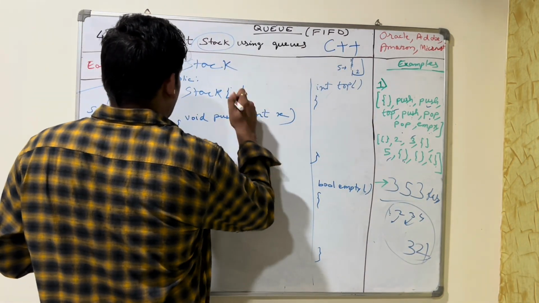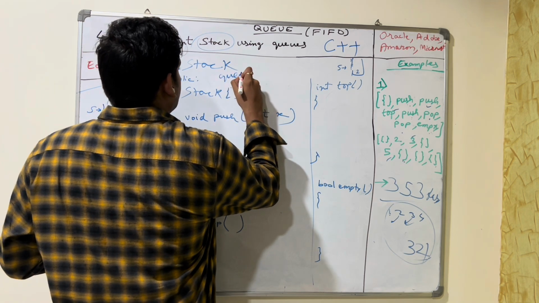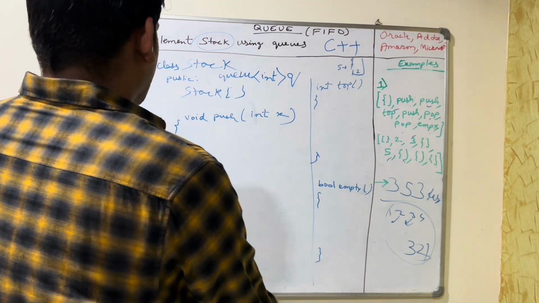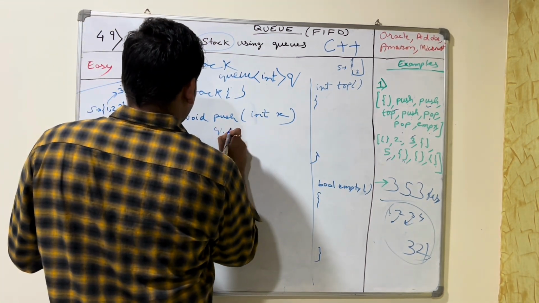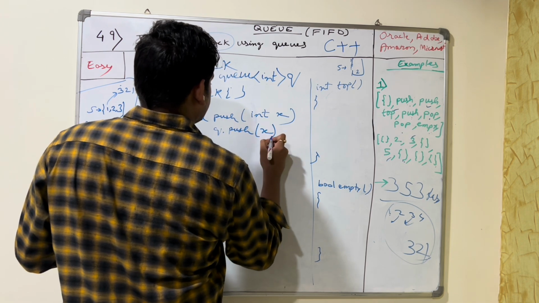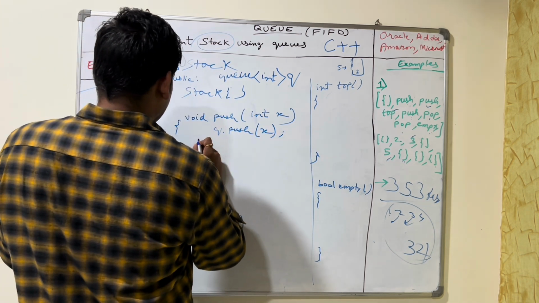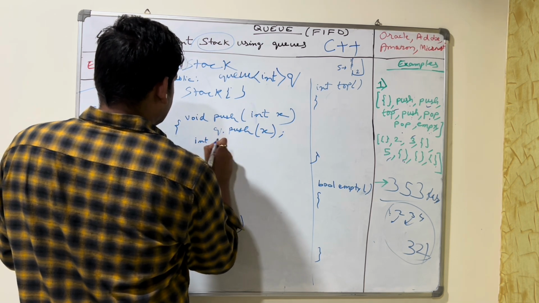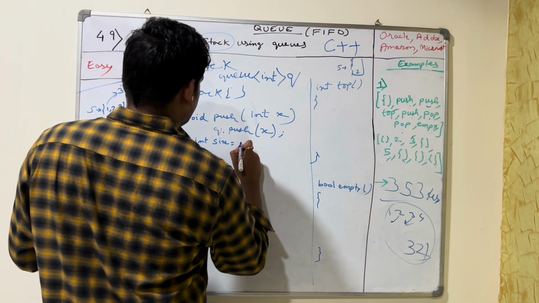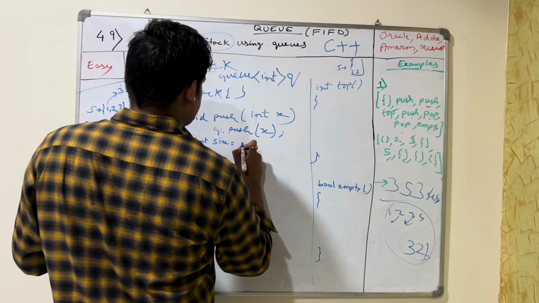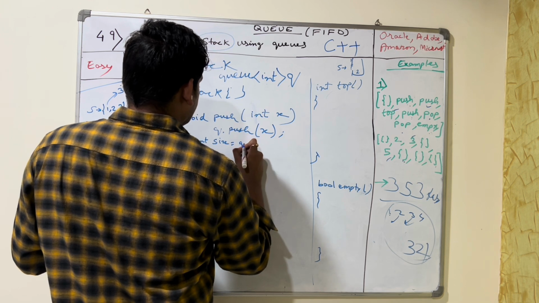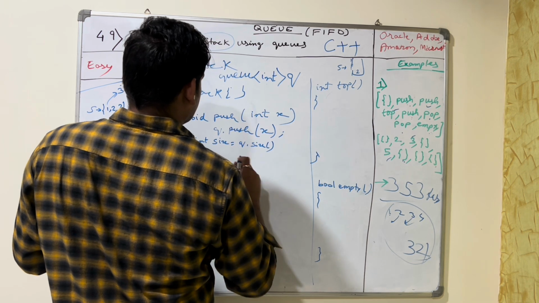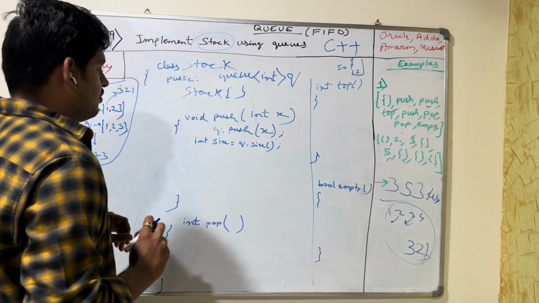So in the beginning, I will take a queue, right? Queue of int. This is the STL library of queue, and now I'll insert, q dot push x, okay? Then I'll have int size equal to q dot size.